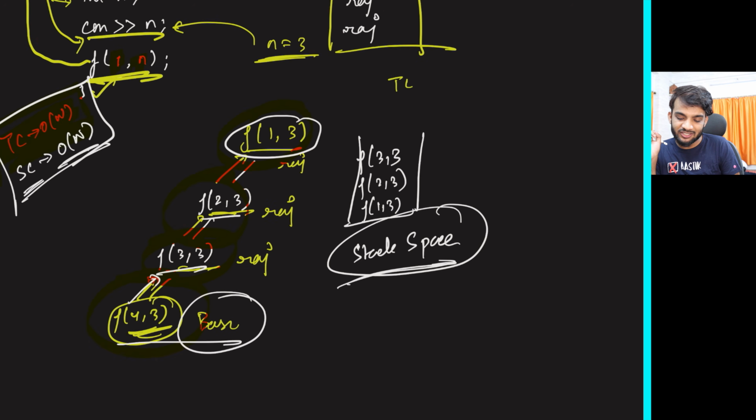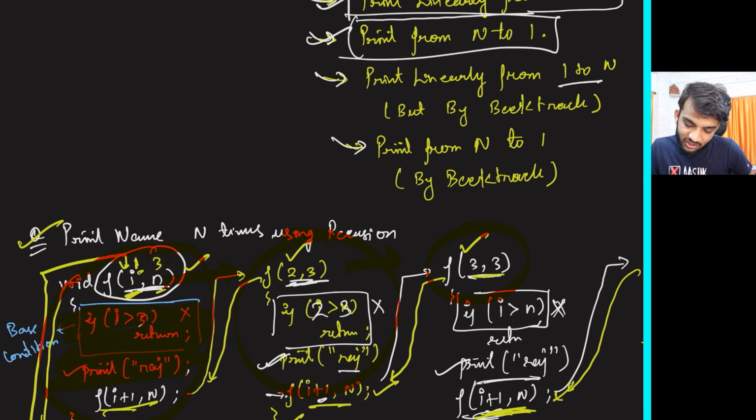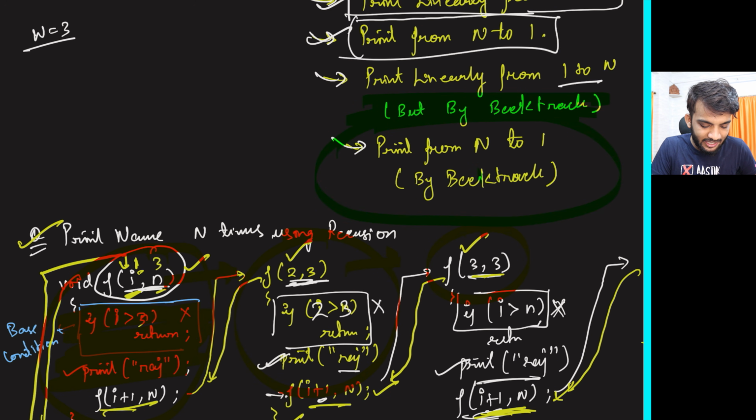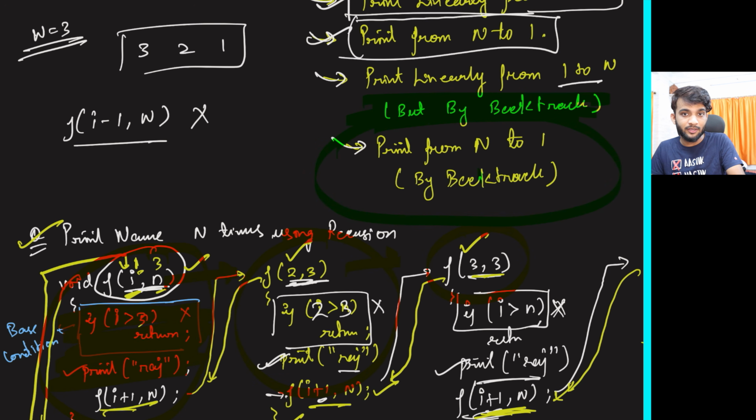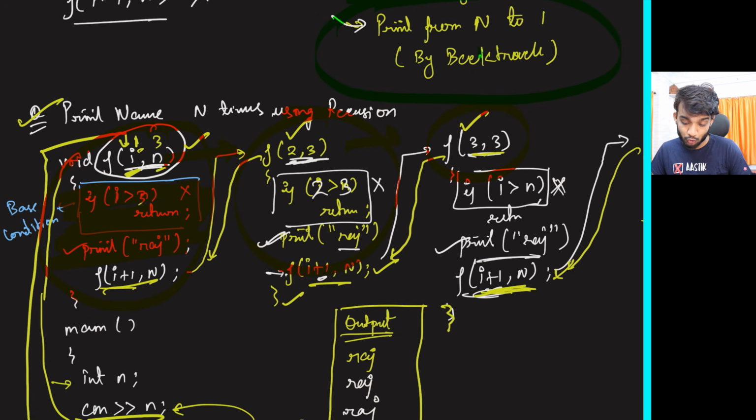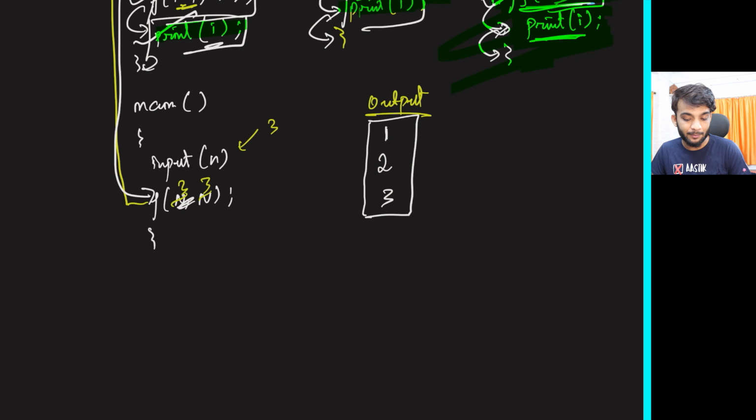Now I will be asking you to do the other one. So this is what I've done, but by backtracking this has been done. I want you to do the other way. I want you to print from n to 1. Basically, if I give you n equal to 3, I want you to print 3 to 1, but I don't want you to use this I minus 1 comma n. I don't want you to use this. Okay, so I will not solve this. I want you people to answer in the comment section about this. Let's see if you have understood the entire concept. You should be able to do it. Yes, you should be able to do it.